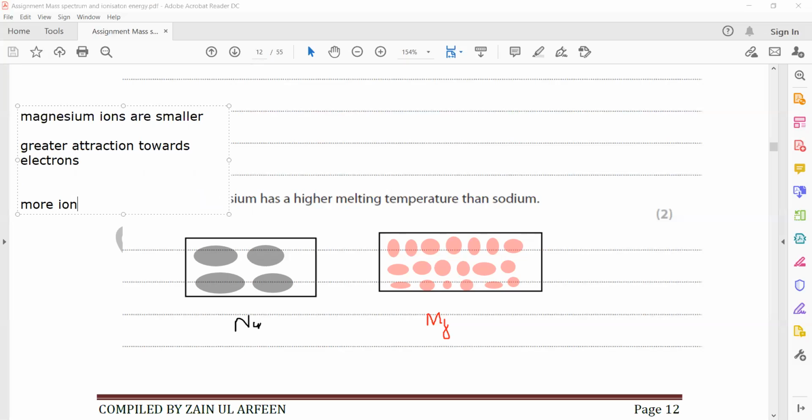More ions or more electrons for magnesium in the structure. So it has stronger or greater attraction. Is it clear? The reason?